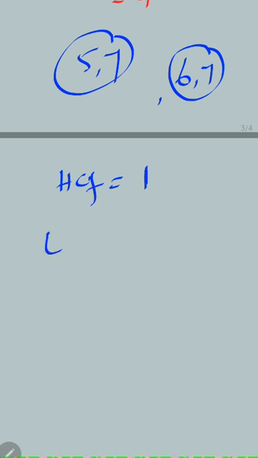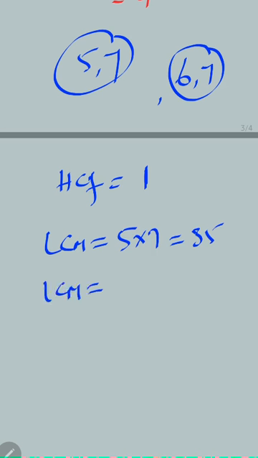So what is the LCM for these two? For the LCM of 5 and 7, there is no common factor, so simply multiply the given numbers. 5 sevens are 35, which is the LCM. Or the LCM of 6 and 7 is 6 sevens, which are 42. So in this way you can find HCF and LCM by using prime factorization.